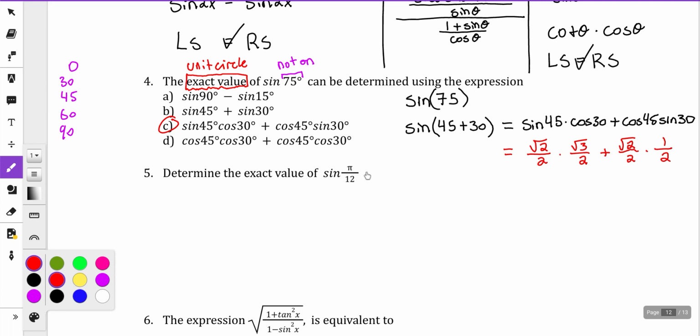I had no idea what sine of 75 equaled because I didn't know the y value at 75 degrees. But I did know all those values because they were all in the unit circle. That means this is root 6 over 4 plus root 2 over 4. Add those together, it would be root 6 plus root 2 over 4. That would be the exact value of sine 75.